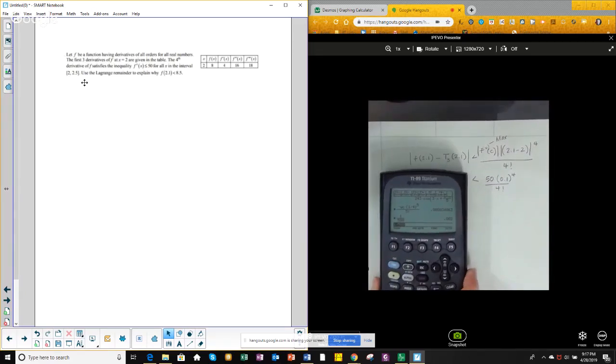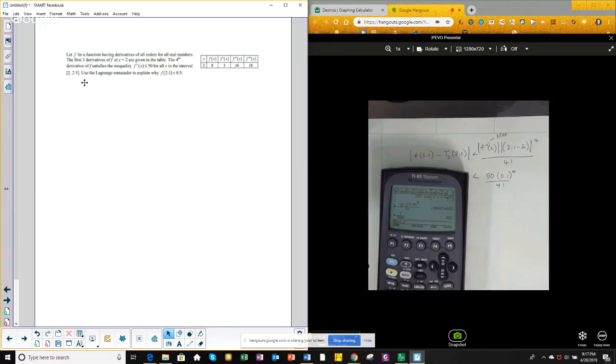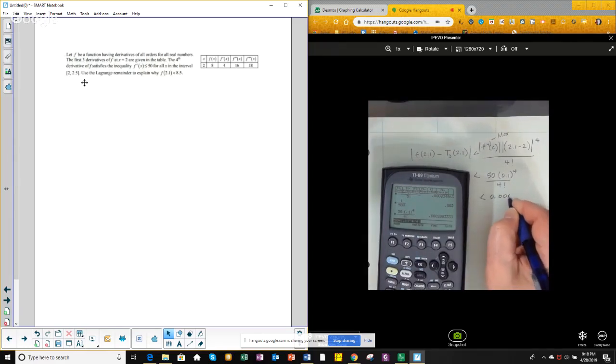Okay, now, doing that on the calculator, we're going to hit 50 times 0.1, not 0.01, raised to the fourth, divided by 4 factorial. There we go. And we're going to get less than 0.000283. And it says use the Lagrange error bound to explain why f of 2.1 has got to be less than 8.5.